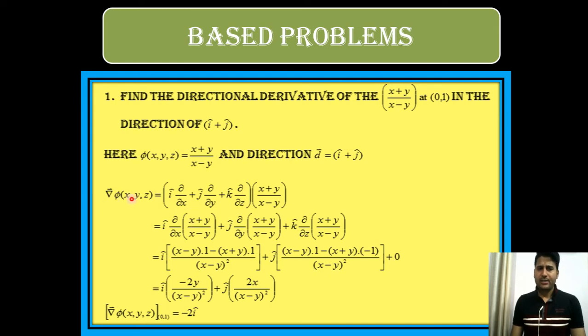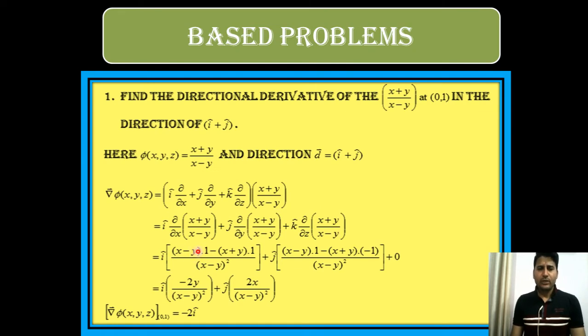So del of phi. Del is a vector differential operator, as I discussed in earlier classes. It is i into del over del x plus j into del over del y plus k into del over del z, acting on the given surface, (x plus y) over (x minus y). Do the product: i as it is, del over del x of (x plus y) upon (x minus y), plus j into this product, plus k into this product.